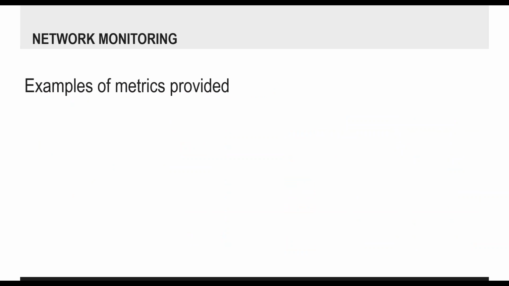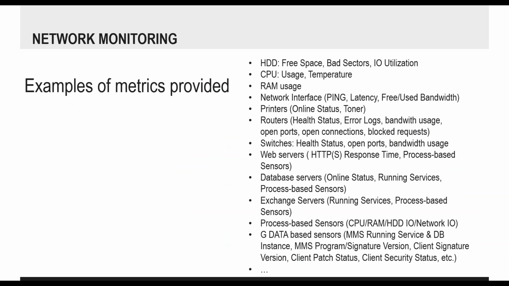So here's just a few examples of some of the metrics that we are providing. I haven't got a complete list. This list has been expanded every day, but these are just some of the things you can actually monitor. For example, you can see how much free space you've got on a hard disk, CPU usage, temperature, RAM usage, all this sort of thing. So basically you can monitor everything on your network to see if it's up and running correctly. So you can be warned or pre-warned before something actually fails.